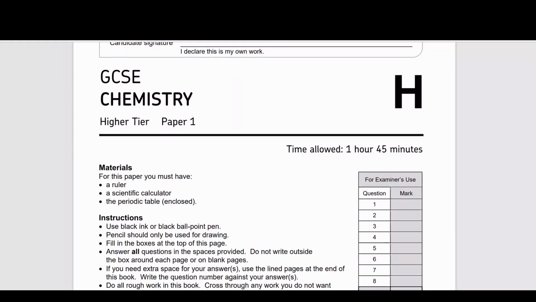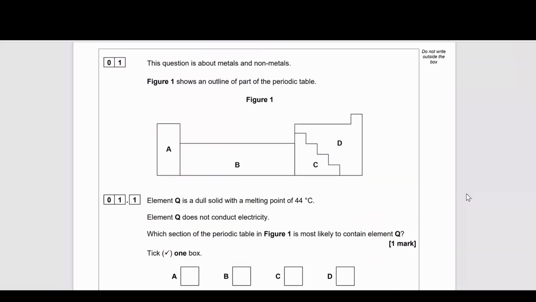This will be a walkthrough of the AQA GCSE Chemistry 2022 Higher Tier Paper 1. Question 1. This question is about metals and non-metals. Figure 1 shows an outline of part of the periodic table.